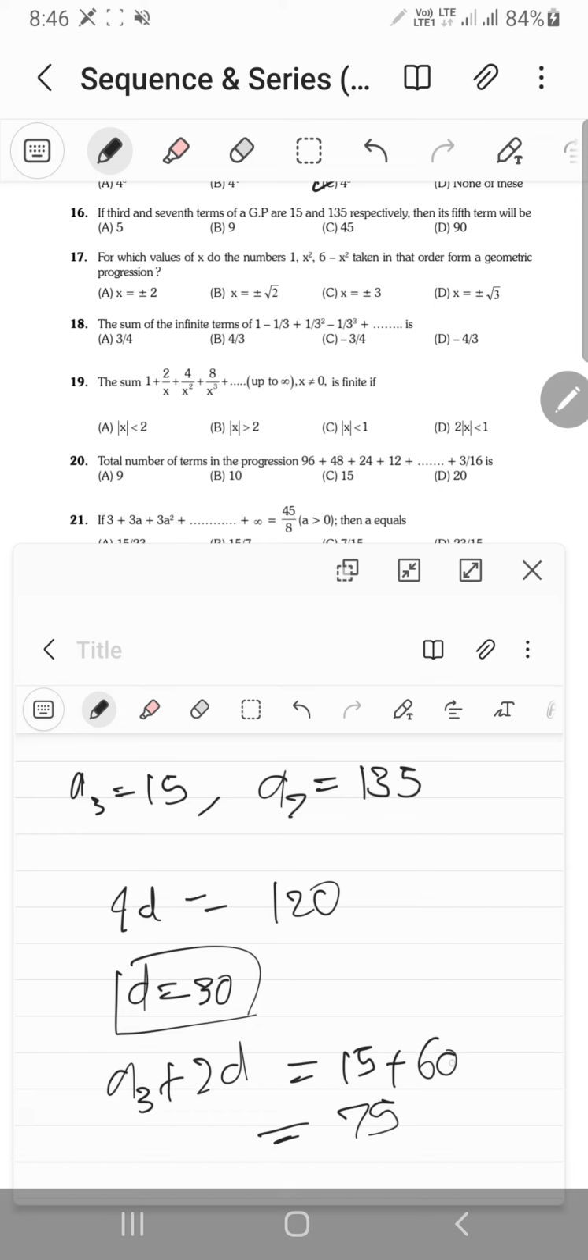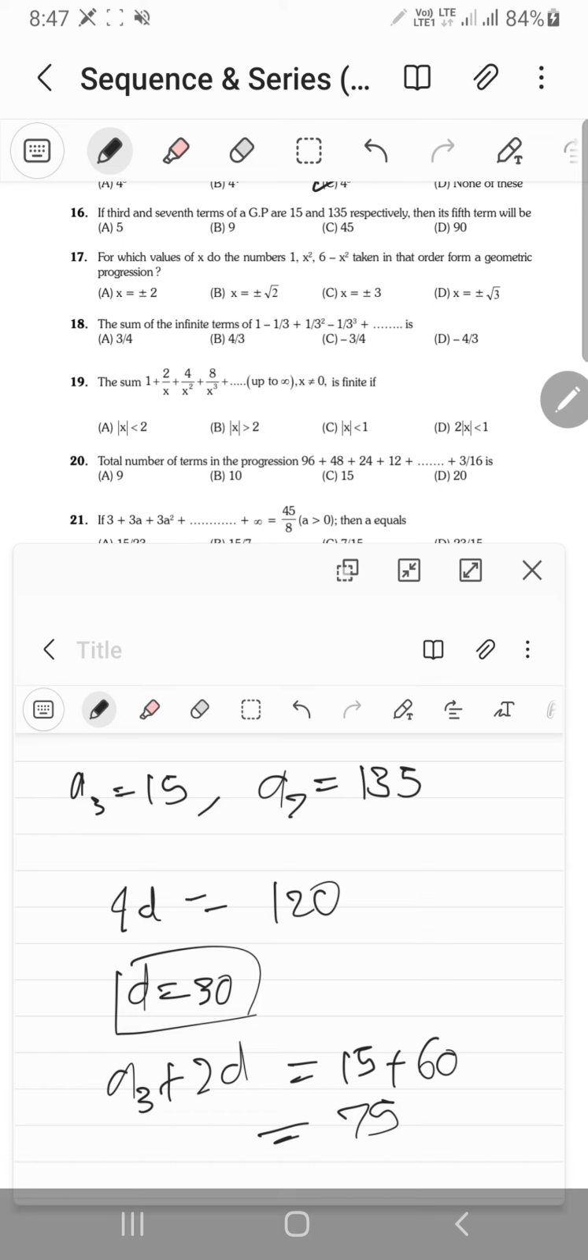Wait, what? Shouldn't this be working though? Yeah, I mean, it's 135. 15 to 135, that's definitely a jump of 120, and that happens in 4. So D is 30, no doubt about that. And for A5, it should be 15 plus 2 times of that. So it is 75, but that's not in the options. Why is it not in the options?